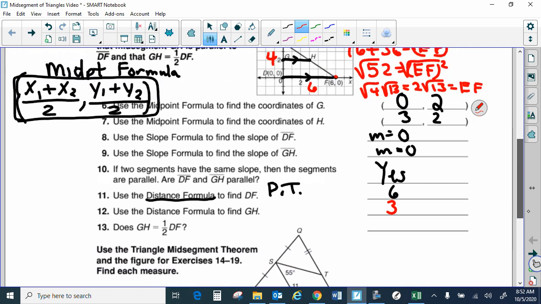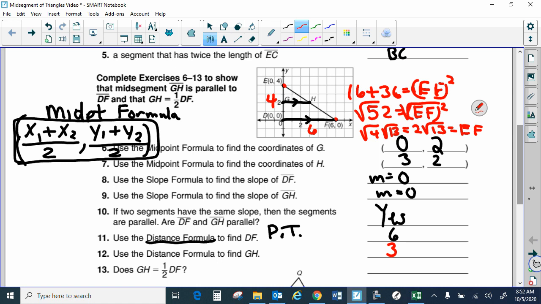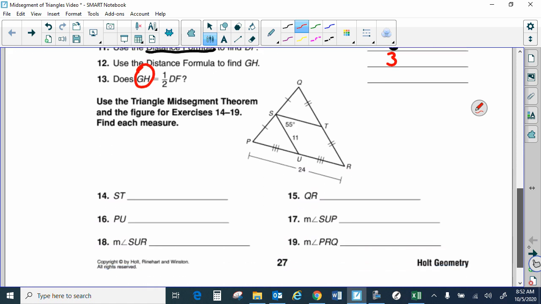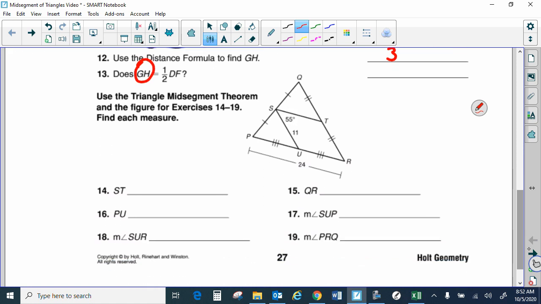Does the length of GH, remember GH without anything above it means the length or the distance from G to H, does the length from G to H equal 1/2 of the length of D to F? Yes, it does. Remember, we told you that's half the distance. So here we're just proving that, and that's how you prove it with distance formula.